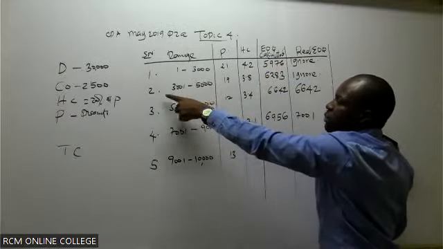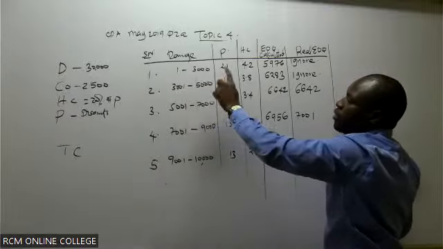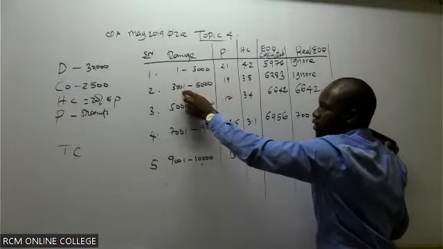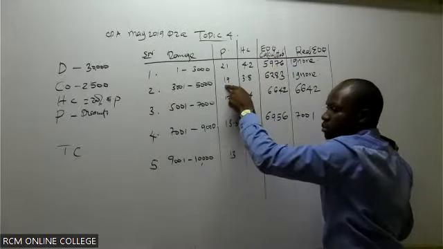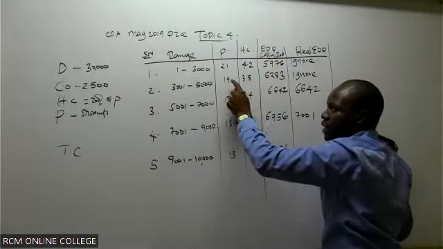When you come to range number 2, this one here, you must order between 3,001 to 5,000 for you to be able to get purchasing these goods at 19.